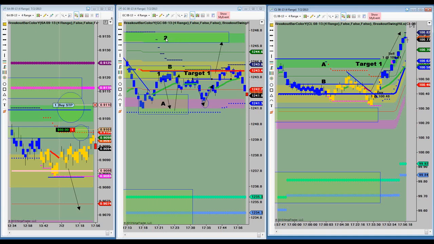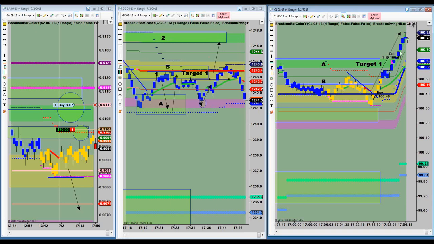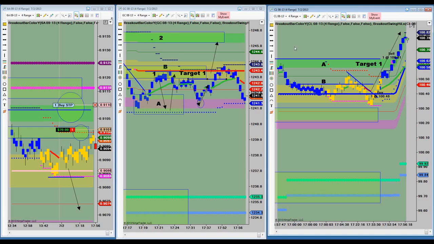Didn't break out, didn't run. Turned out our crude oil was the mover. Crude oil was the mover, and gold ran out of gas. All right, so we got about 7 ticks in our 6A short here.